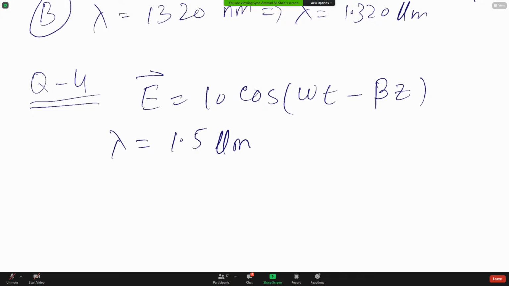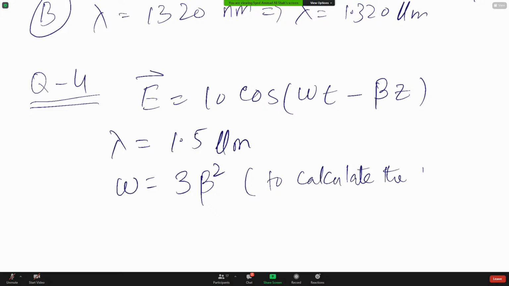Then he gives you one hint. The relationship between omega and beta is measured to be omega equal to 3 beta squared, to calculate the group velocity. Is that relationship true all the time or just for this question? For this question. He can change it, but if he changes it, he'll give you that expression.